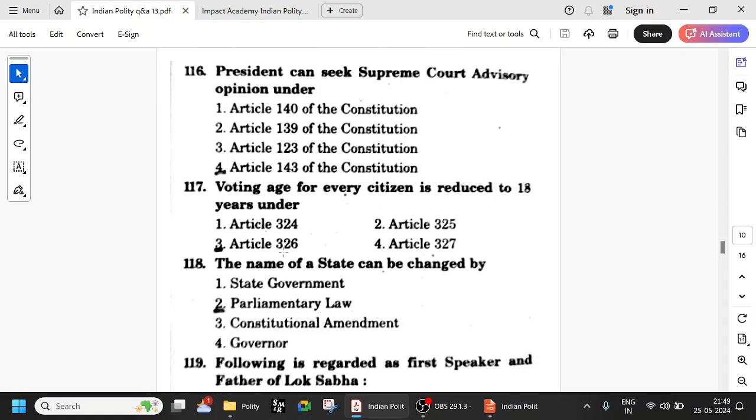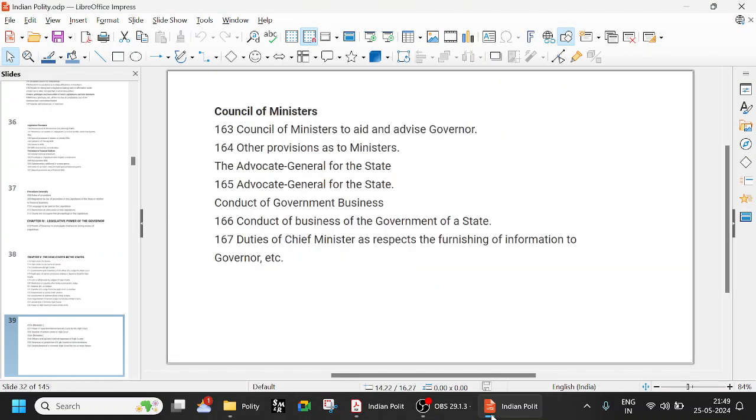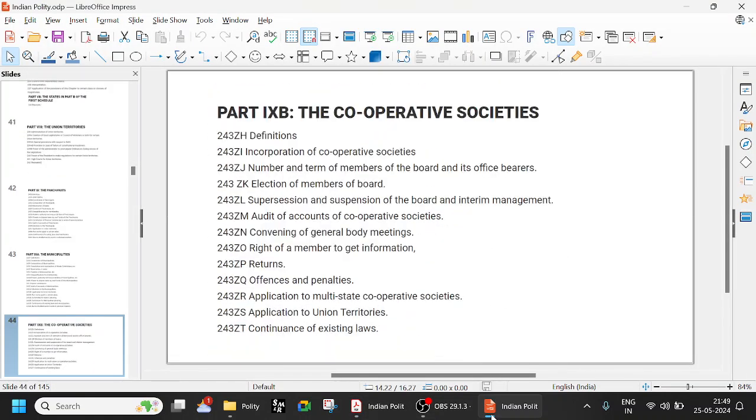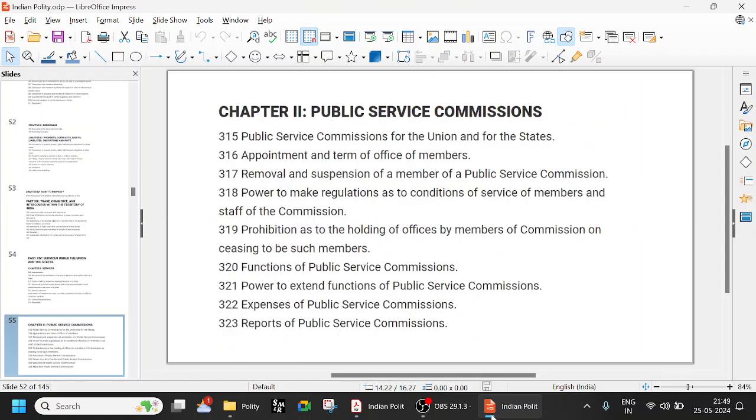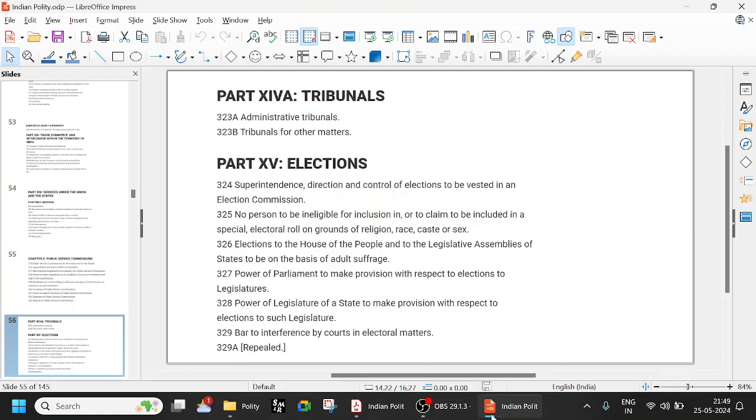Article 326. Okay, 324 is the Election Commission. So 325, 326, 327. The voting age for every citizen is reduced to 18 years under 326. Adult suffrage. These articles are very important, and when asked, most people who have been preparing for a long time will answer all these questions. Ten to 15 marks here will change the whole selection. So you have to remember.